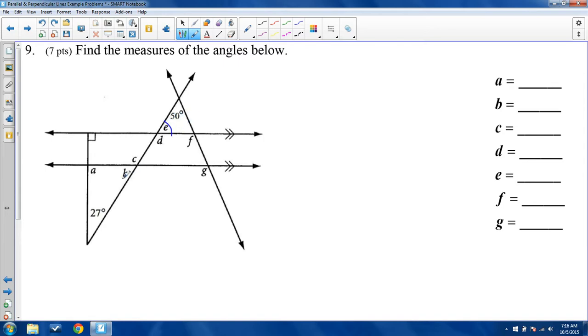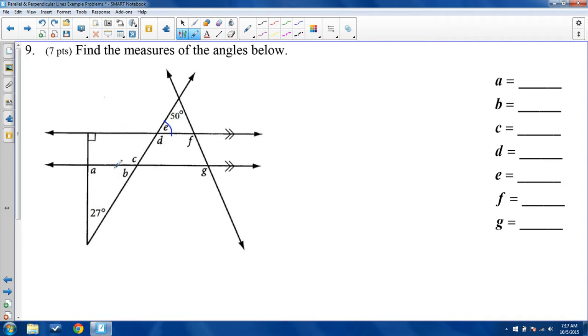But I do know that B plus C is 180. I know D plus E is 180. I know F and G are the same because these lines are parallel. Therefore, corresponding angles are congruent. I know D is equal to C, stuff like that.